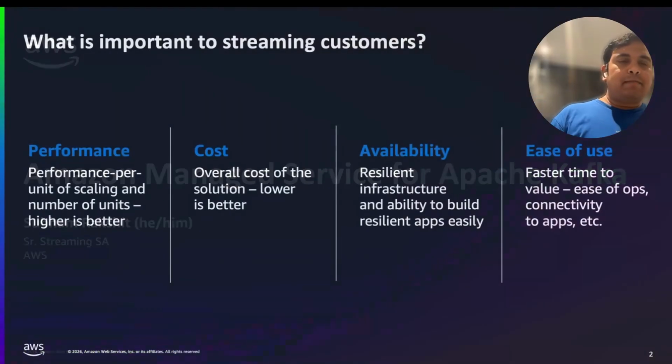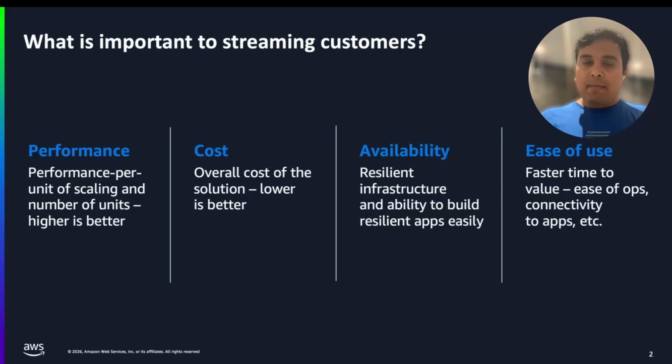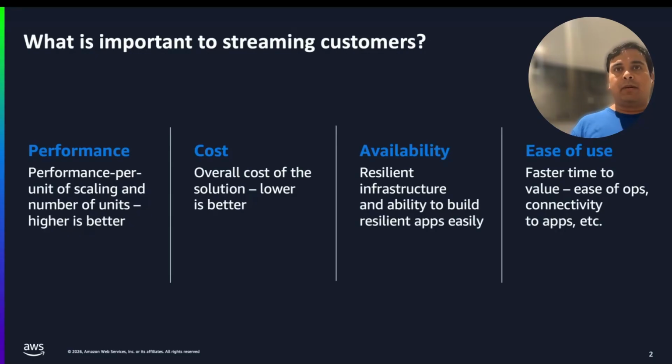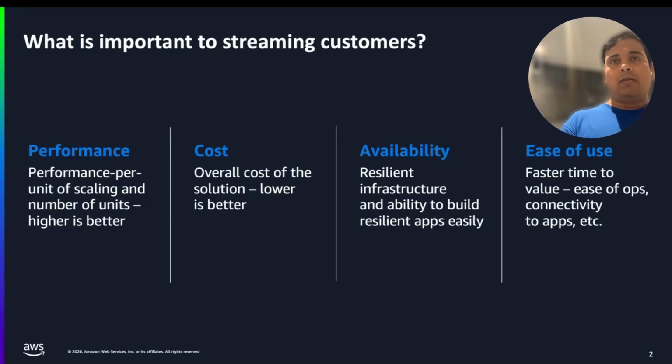So as I mentioned, I work with customers. When you talk to customers, the important aspect that matters most to them is 4 things. One is performance, cost, availability, and ease of use. From a performance standpoint, customers want the highest performance per unit of scaling, meaning each unit they add should deliver the maximum throughput. More performance with fewer resources is always the goal.